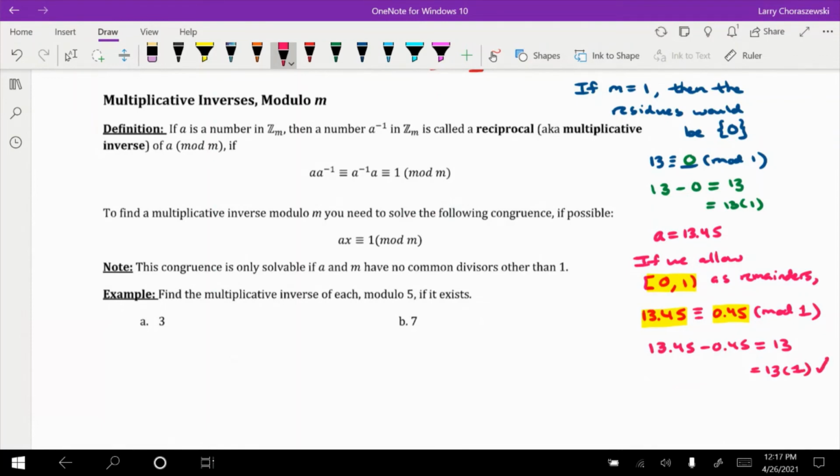Right. Thank you for that clarification. No problem. Okay, so one of the more difficult aspects of this all is when it comes to multiplication.